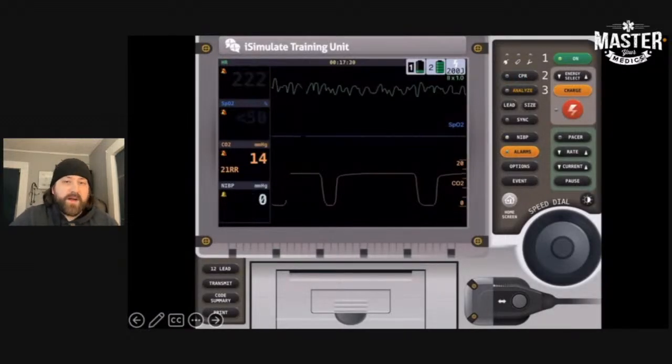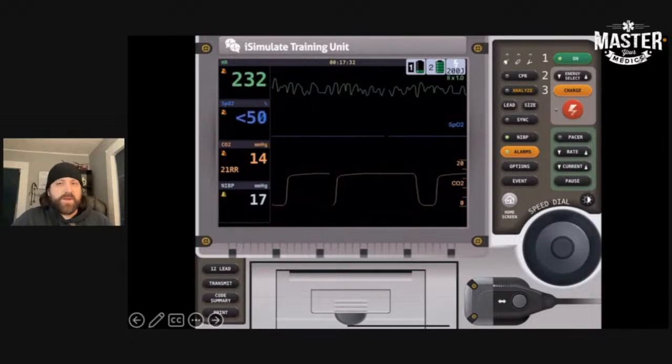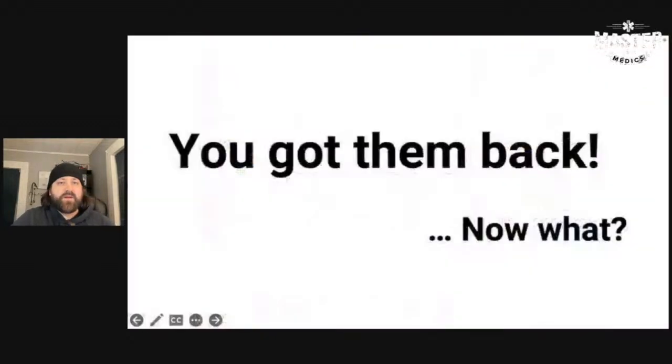It's VFib, right? And ultimately you shock it 3 times. You give some epi, you give some amiodarone, and you manage the airway with BLS. Then on your next rhythm check, you get pulses back.